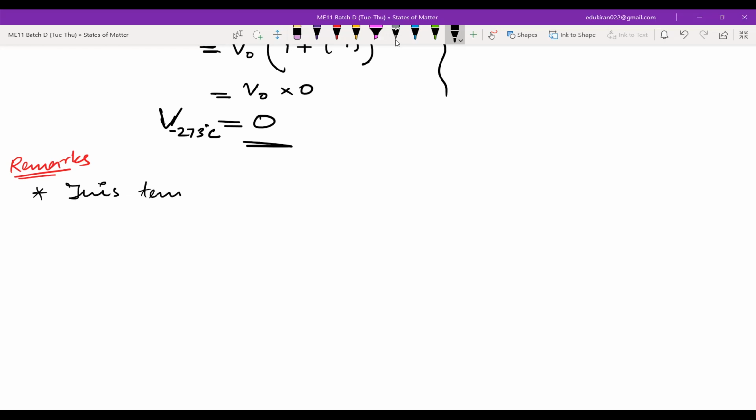This temperature, that is minus 273 degrees Celsius, rather, to be very accurate, we can write minus 273.15 degrees Celsius, is known as absolute zero. Why absolute zero? Because temperature cannot go beyond this point. And that is why we say that it is absolute zero.